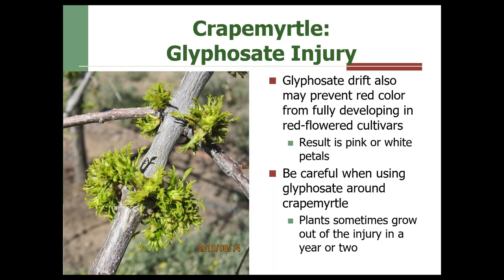Interestingly, there are also reports that glyphosate drift may prevent the red color from developing in red flowered cultivars, such that you would have pink or white petals that happen to open during the time that they're affected by glyphosate. The petals that open before the glyphosate or long after the glyphosate would be the normal red, but glyphosate itself is reported to affect the color development, which is kind of interesting. And as I said, the plants can grow out of glyphosate injury in a year or two, but it sure can look pretty ugly in the meantime.